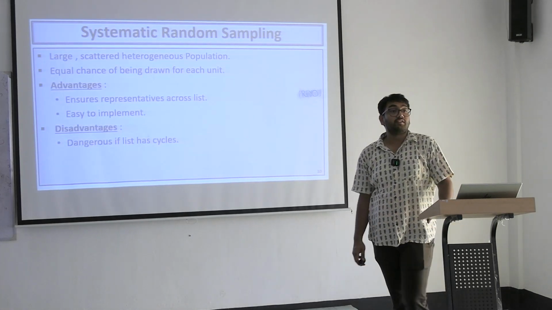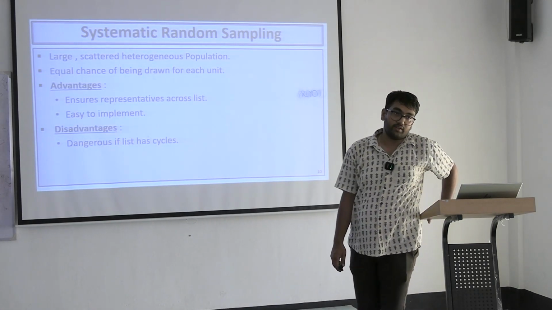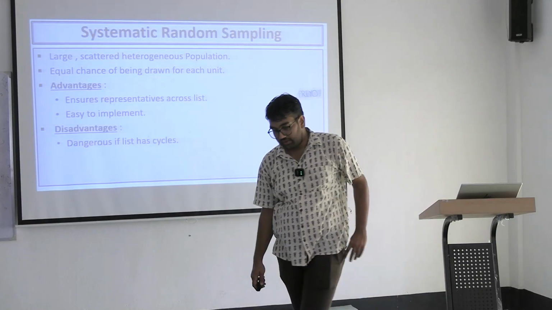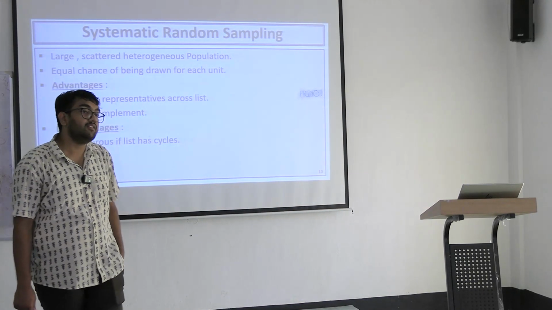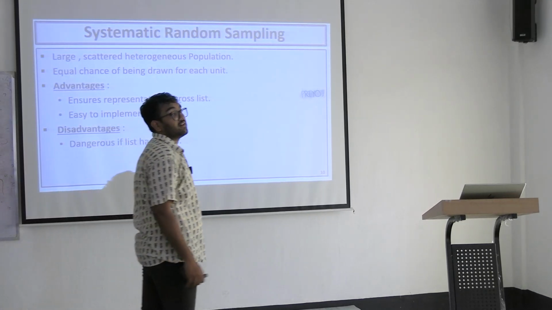Next is systematic random sampling. How do we do systematic random sampling? When we do not have the exact sample frame, then we do systematic random sampling.